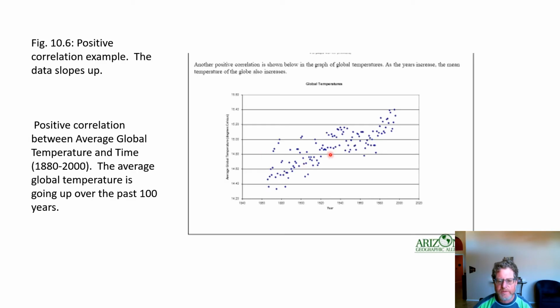So if it forms a line and the slope is going up, it's called a positive correlation. And here there's a positive correlation between average global temperature and year going from 1880 to 2000. So over the past 100 years or so, the global temperature is going up. As we get to newer years, the temperature is increasing.